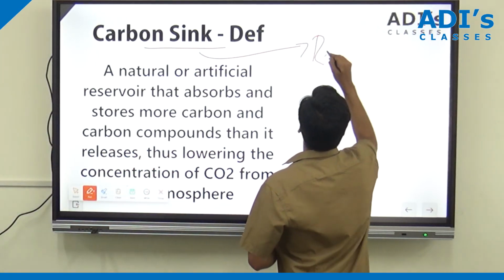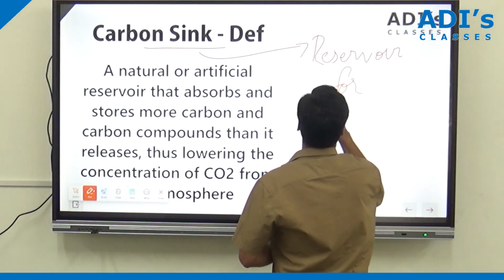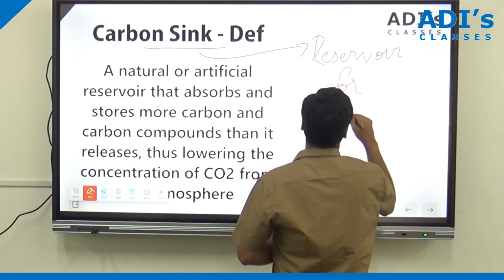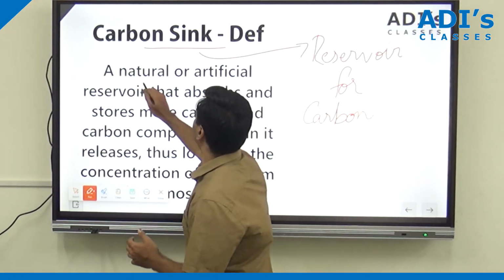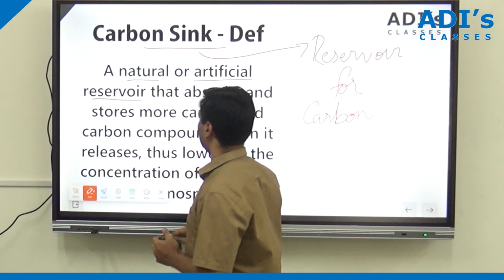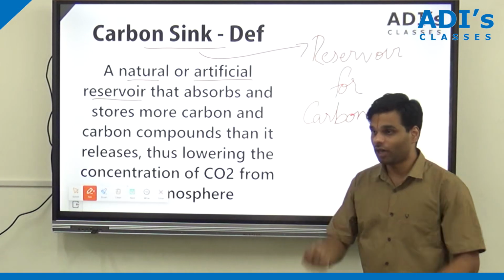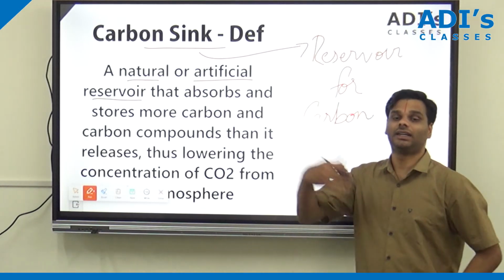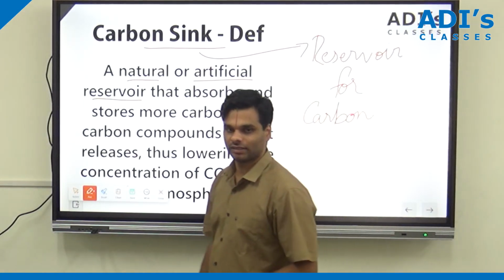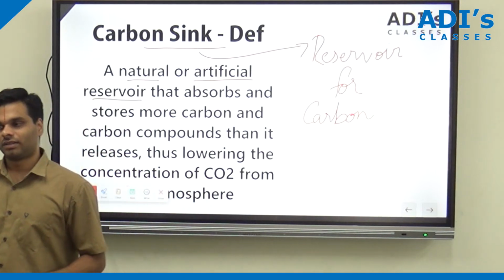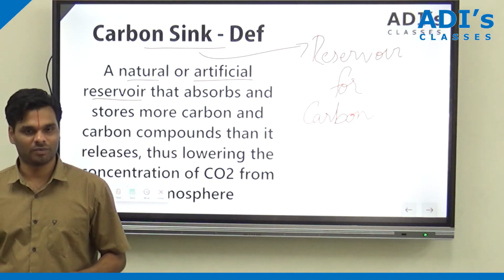Carbon sink is a reservoir for carbon. Something that holds carbon. That is what we are saying. So it can be either natural or artificial. Now, one important part of the definition is that a carbon sink must absorb more carbon dioxide than it releases. Can you think of an example of a carbon sink? Oceans. Correct. Forest. Forest is also a carbon sink.